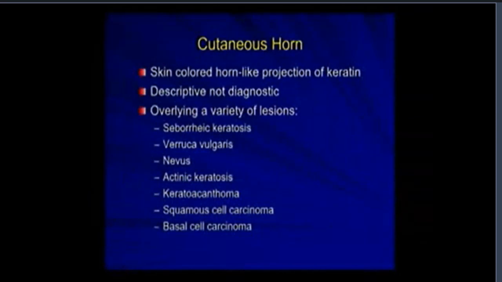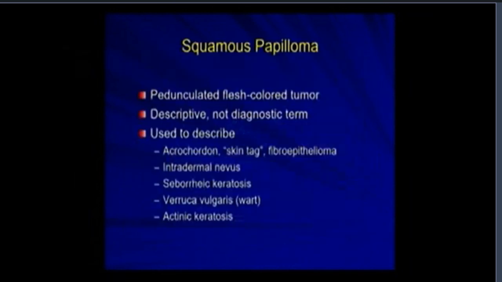Cutaneous horn is more of a description, which is a skin-colored horn-like projection of keratin. And again, it's descriptive, not a diagnostic. And it can arise from different skin pathology, like seborrheic keratosis, and can even arise from basal cell carcinoma or squamous cell carcinoma. This patient has a cutaneous horn, and it was arising from basal cell carcinoma. And it's very easy to shave and get rid of, like what we did here. This is the patient after. The squamous papilloma is a pedunculated flesh-colored tumor, and again, it's descriptive, not a diagnosis, and can arise from different skin lesions, either benign or malignant, but this is more of a benign lesion.